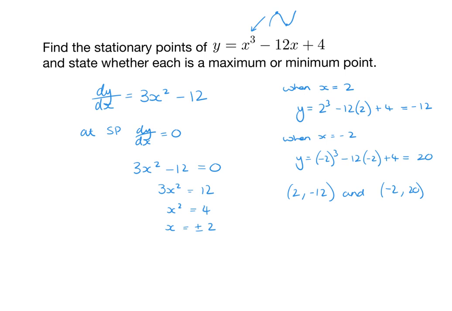So I'm going to have a look at my 2 points, and the one with the smaller x value is going to be our maximum. So in this case, the minus 2 is a maximum and the positive 2 is a minimum.